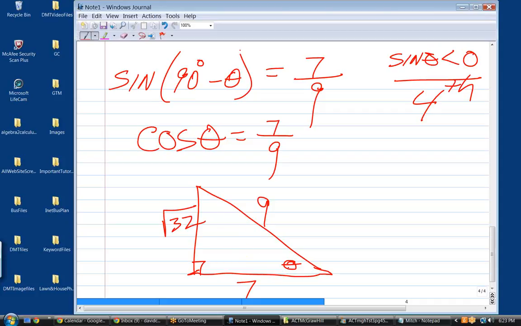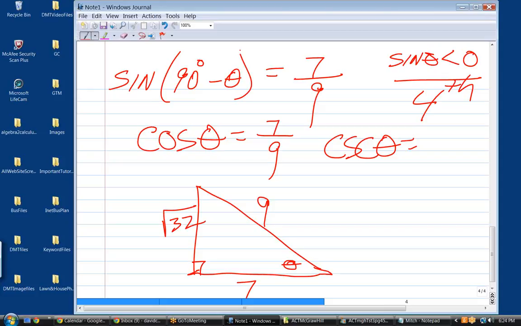So I can tell you what the tangent of theta is, the secant, the cosecant. Which one do they want? Cosecant. What's the absolute value of the cosecant of theta? Cosecant's reciprocal to what? Sine. Okay.